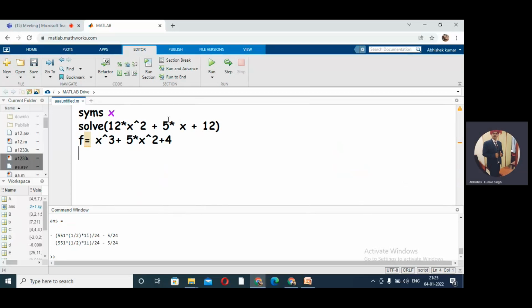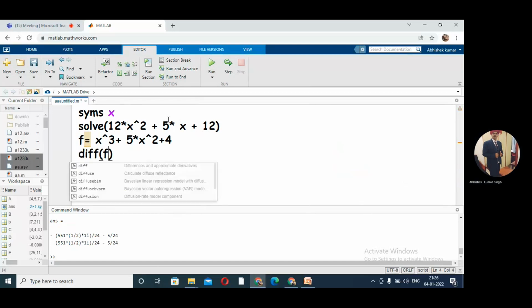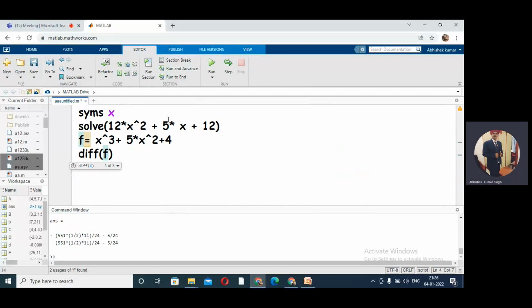Now, differentiation: how to differentiate this function. This is a function of a single variable, so if you use the diff command, by default it will take the differentiation of f with respect to x. So I'll put diff f. I won't write comma x first, you see. Diff with x also will give that solution, because here we have a single variable, right? So you can see 3x square plus 10x.